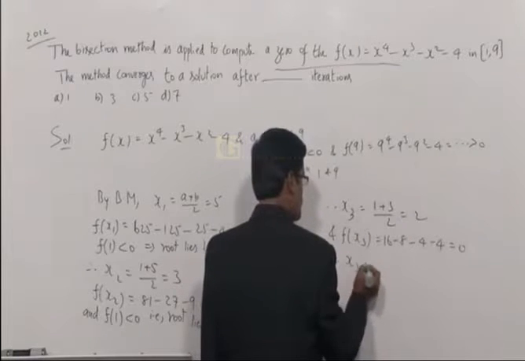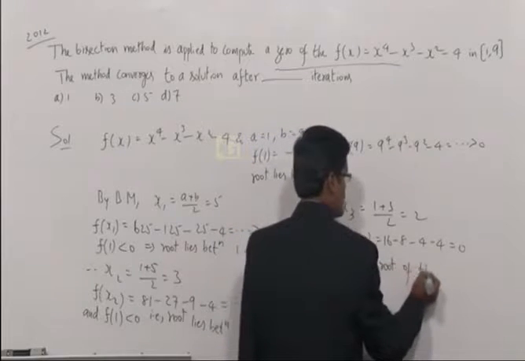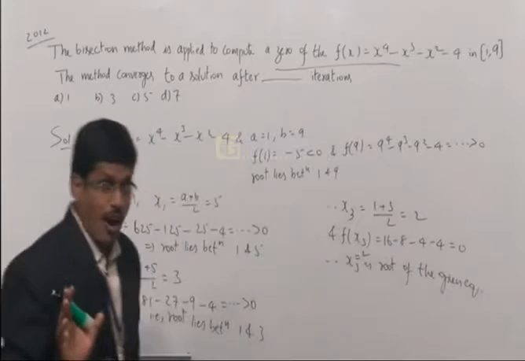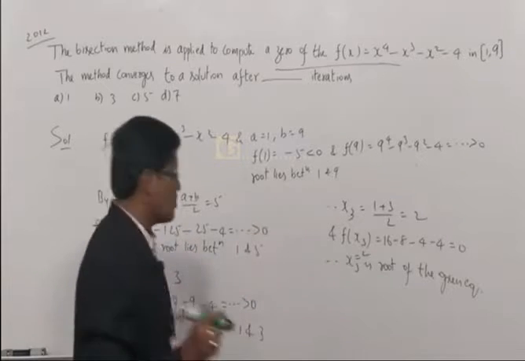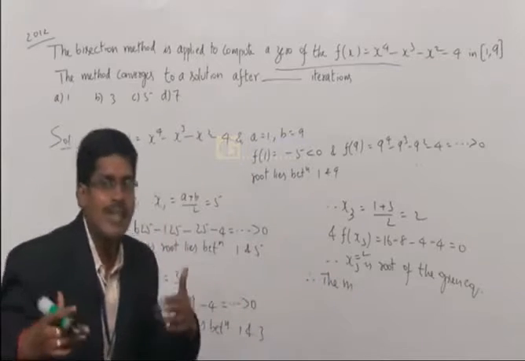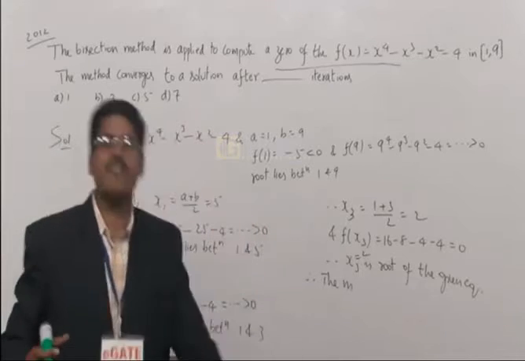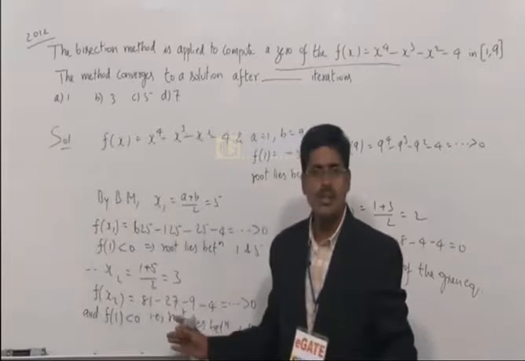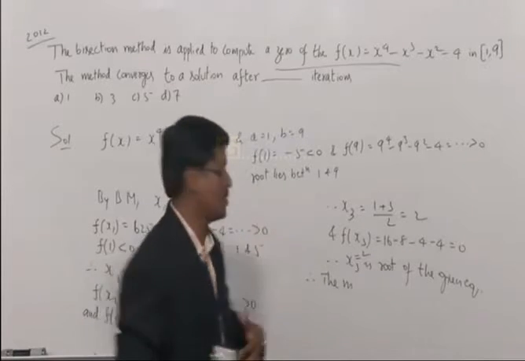Therefore x3 is the root, x3 is equal to 2 is a root of the given equation. But the question asked after how many iterations, the question did not ask what is the root of the equation. Therefore the method converges after how many steps, how many iterations, we got the answer. Converges to a solution means you should definitely get the answer, one of the roots of the equation. So this will happen after the third iteration only. We got the root 2, that is the solution of the equation, after how many steps? 3 steps.